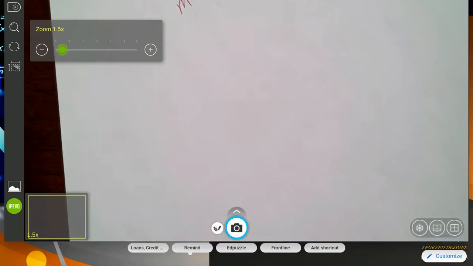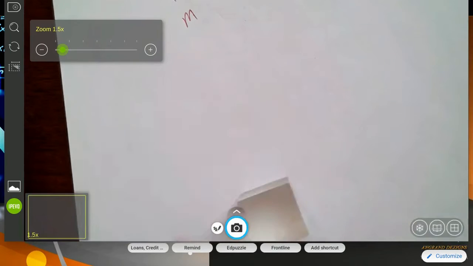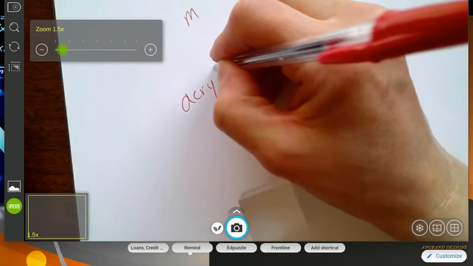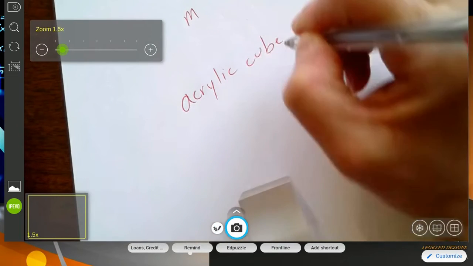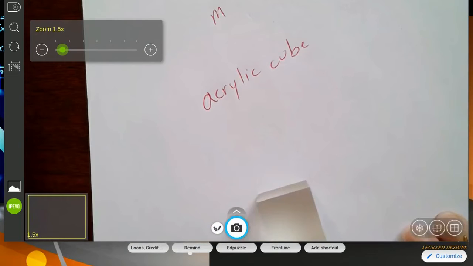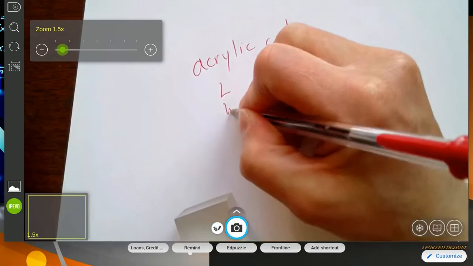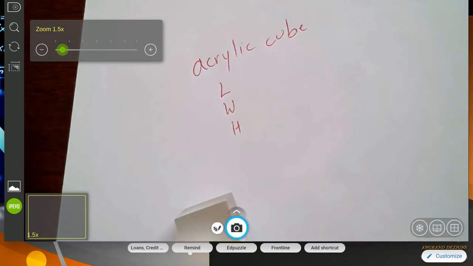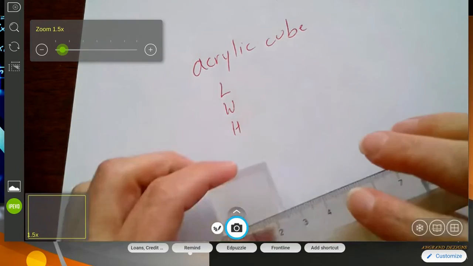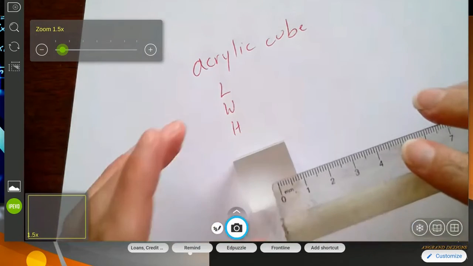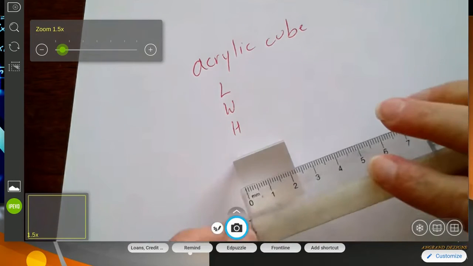Next that you're going to look at is our acrylic cube. If you heard that meow, that was Gracie. She's supervising again. So, length, width, height for our acrylic cube. Remember though, if it's a cube, you only need to measure one of these. A cube, by definition, all of the sides are the same.